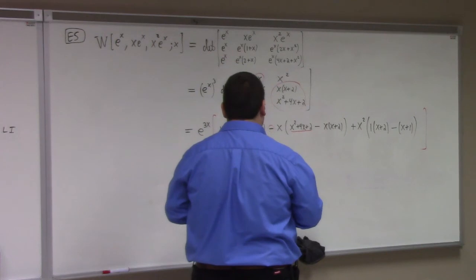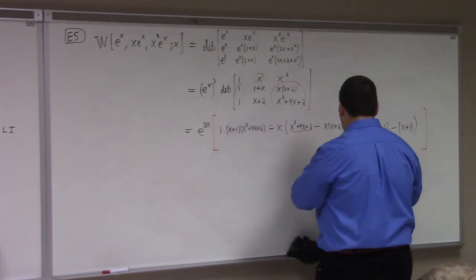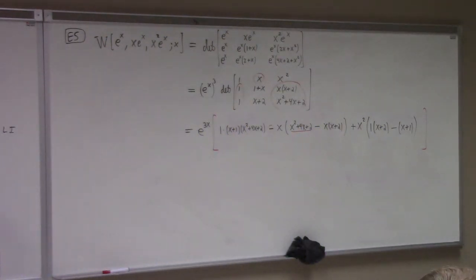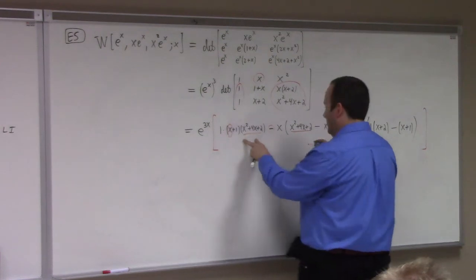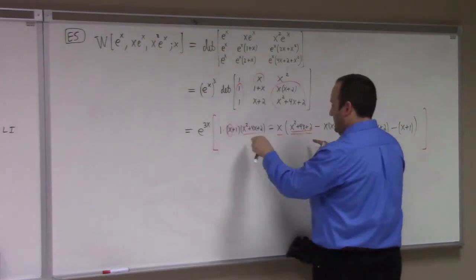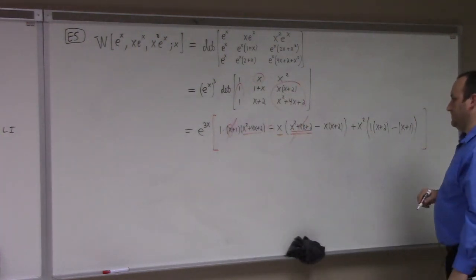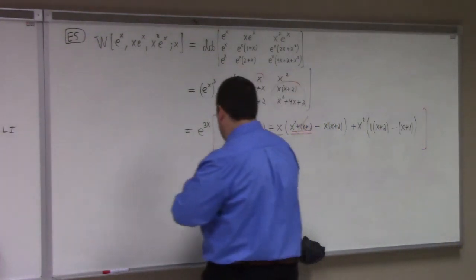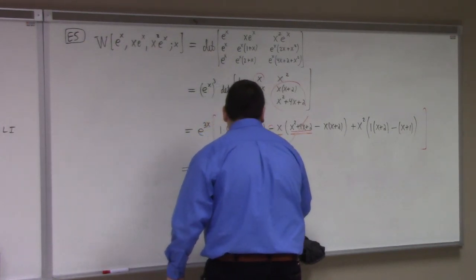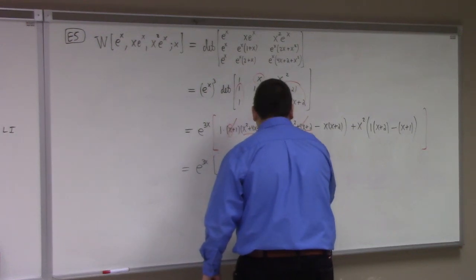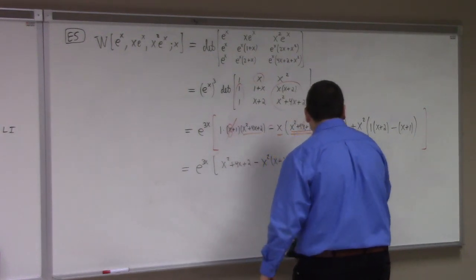Is there anything common here, actually? Oh, look at this. There are some cancellations that go on here, aren't there? For example, I've got x times x squared plus 4x plus 2, right? Minus x times, so these two terms cancel. So I've got e to the 3x times x squared plus 4x plus 2 minus x squared times x plus 2 plus x squared. Let's see, this is what?